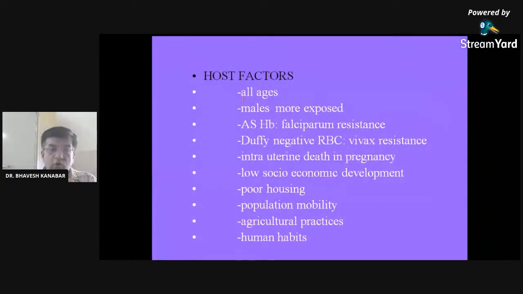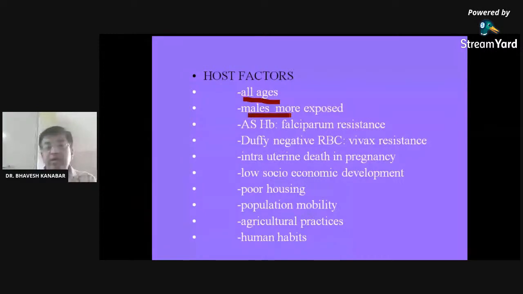Host factor: all ages are equally susceptible. It is not so that malaria is common in childhood or common in old age. Malaria can occur to any person of any age. As you know, it is transmitted by mosquito, and the mosquito doesn't see the ages, right? But you may have marked that children have more mosquito bites. We have also seen that children have more mosquito bites as compared to adults, but the transmission of the infection is equal in all ages.